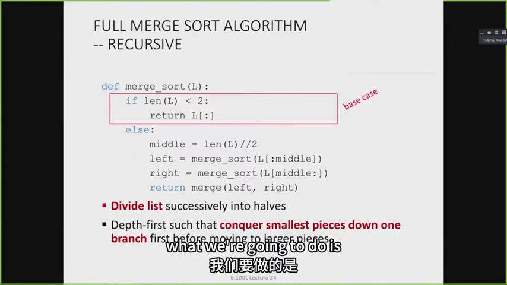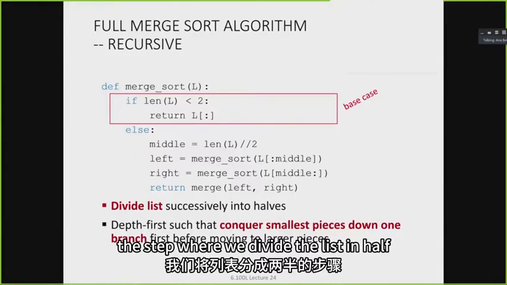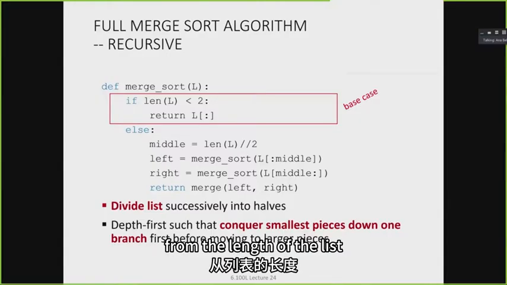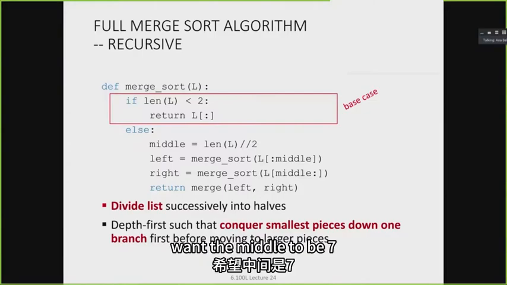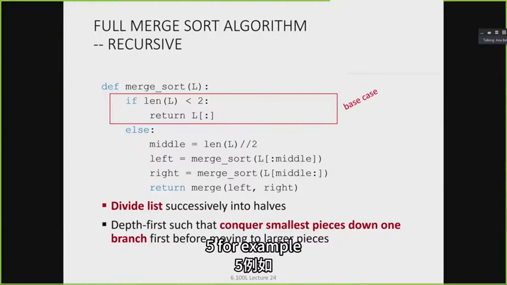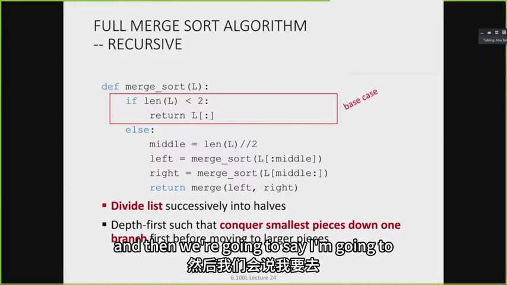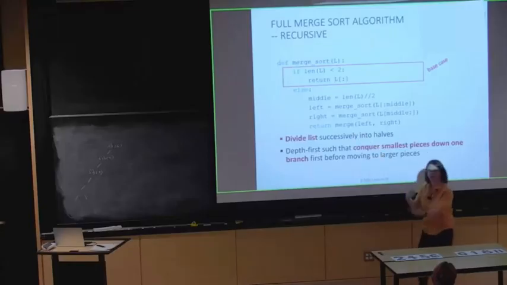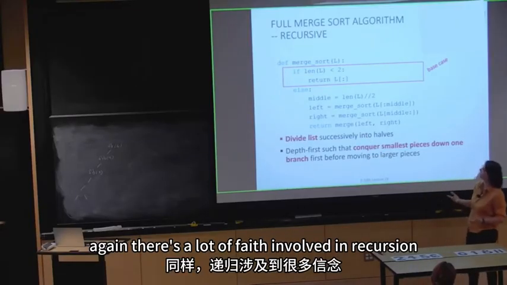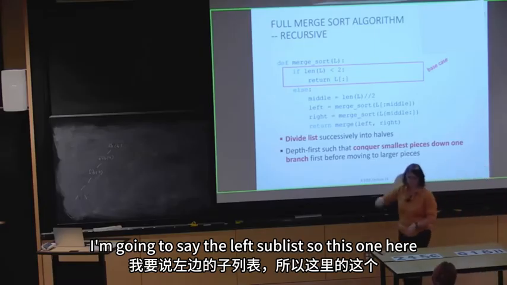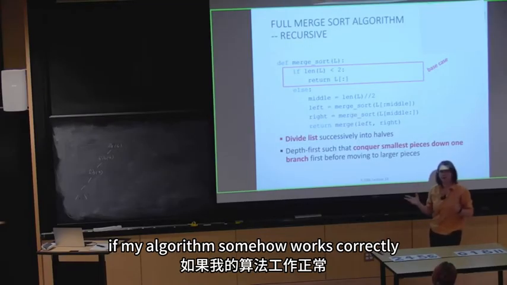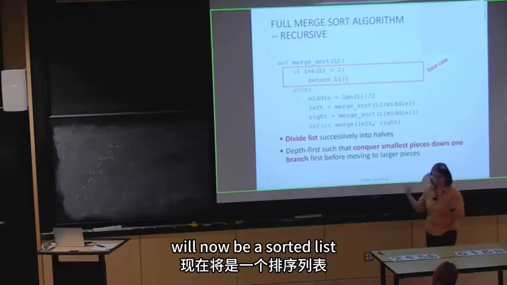And else, what we're going to do is the step where we divide the list in half. So we're doing integer division from the length of the list because we don't want the middle to be 7.5, for example. So we're going to grab some integer index. And then I'm going to say, again, there's a lot of faith involved in recursion, the left sublist, so this one here, if my algorithm somehow works correctly, will now be a sorted list.